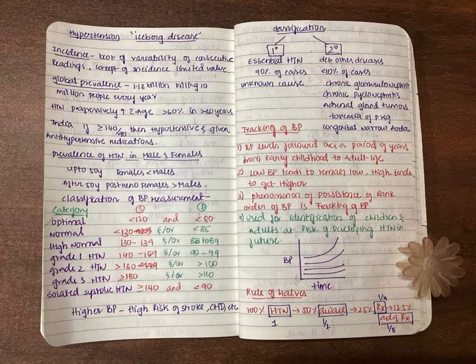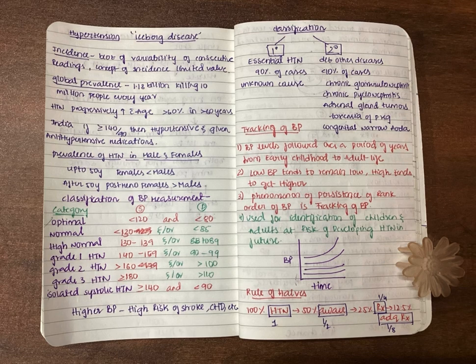So what is the importance of it? It is used to identify the children or adults who are at higher risk of developing hypertension in the future. If in early childhood the BP level is higher, they are most likely to develop hypertension in the future also, because higher BP tends to get higher, whereas lower BP tends to get lower, right? So this is the graph you have to draw. BP progresses with time. BP on the y-axis, time on the x-axis.